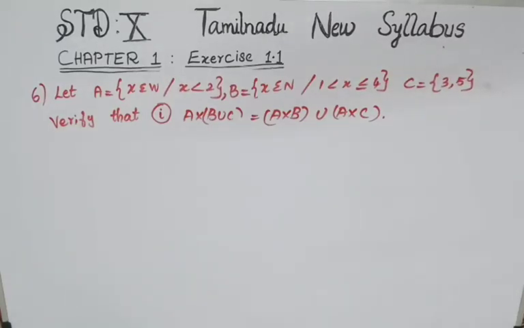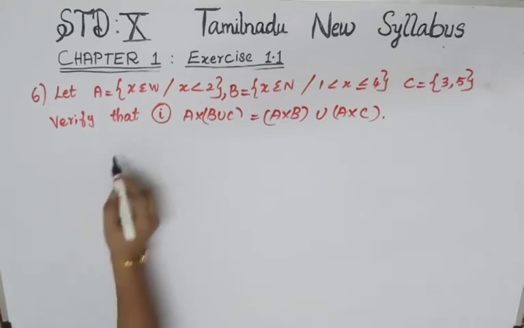Standard 10th, Chapter 1, Exercise 1.1, 6th question. Let A = {x ∈ W such that x ≤ 2}, B = {x ∈ N such that 1 < x ≤ 4}, C = {3, 5}. Verify that A × (B ∪ C) = (A × B) ∪ (A × C). You will have to prove it.